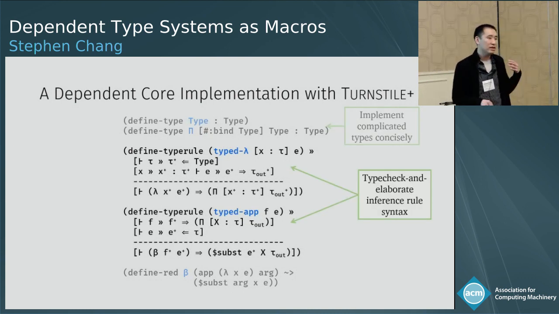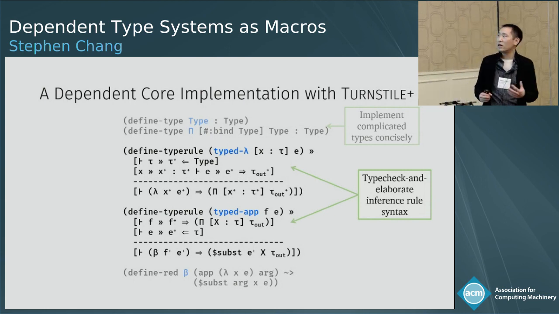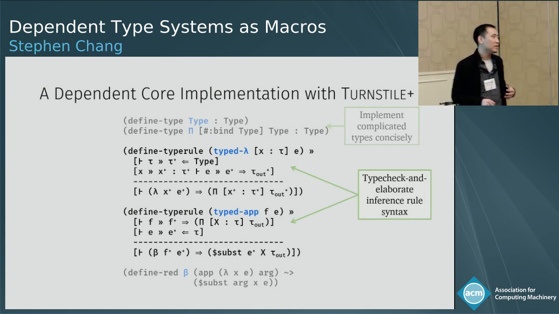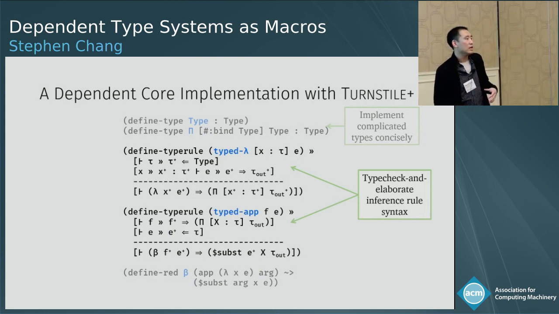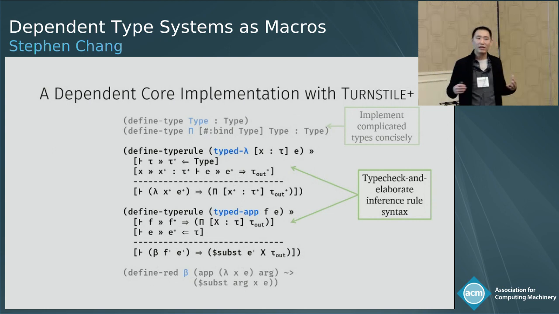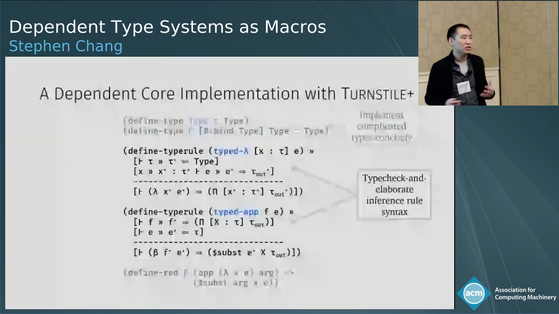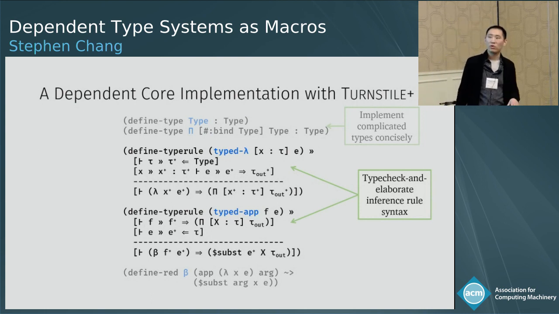To implement the main part of the language, Turnstile Plus programmers write type check and elaborate rules, like you see here for lambda and function application. And they write these rules, again, with a very high-level inference rule syntax that's very similar to what you would see in a paper or a textbook.